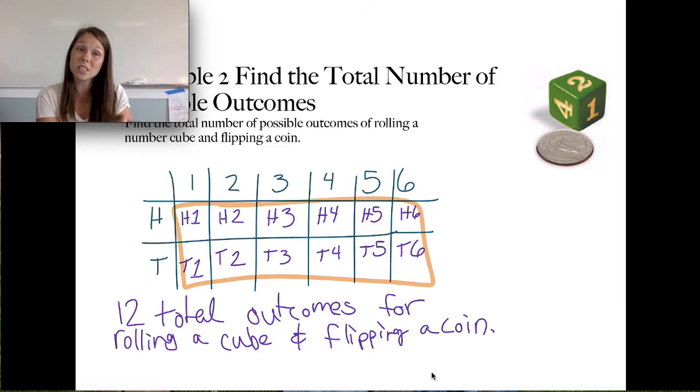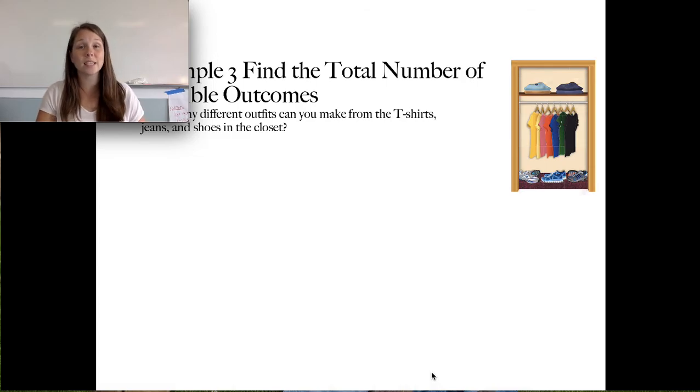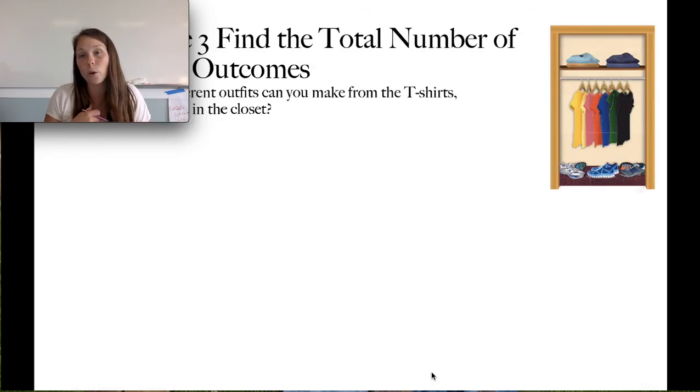So finding your total sample space or total number of outcomes, you can create a tree diagram, you could create a table, and the last option is to use the fundamental counting principle, and that's what we're going to look at in example 3. So in example 3, find the total number of possible outcomes. How many different outfits can you make from the t-shirts, jeans, and shoes in the closet? Now, if you don't have a colored copy of notes, I know that this is a little bit difficult to read, the closet here, and to count all the things. So again, this is an example using the fundamental counting principle, so we might want to write that down. So when you're looking back at your notes, you can see that.